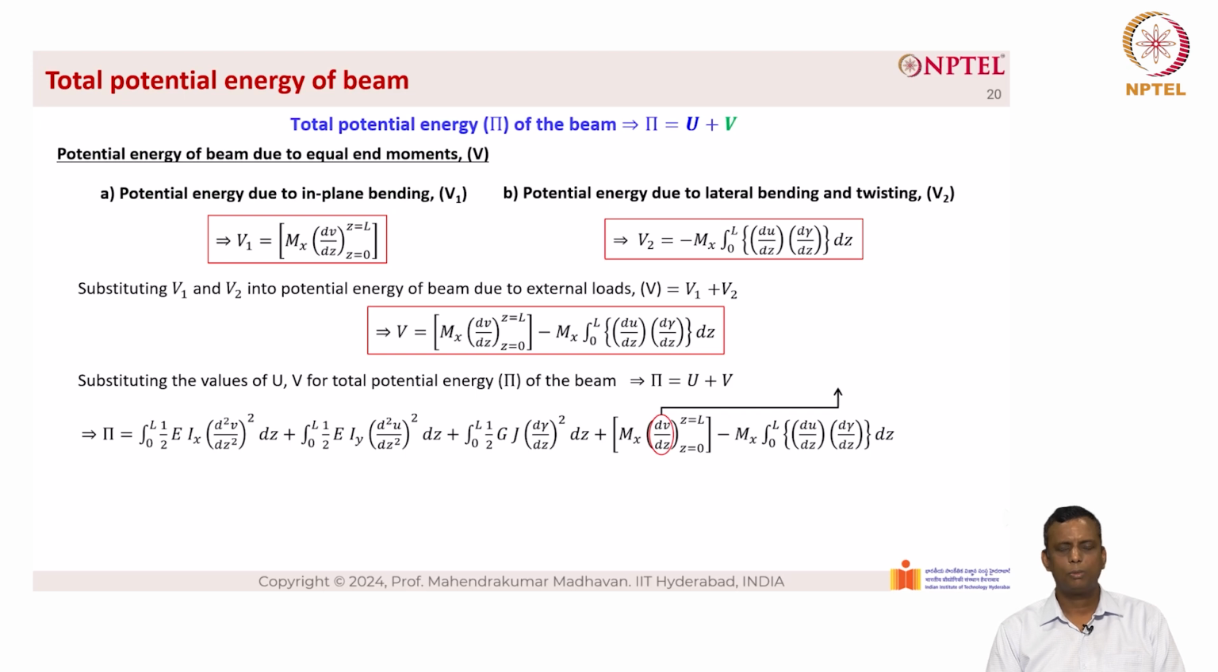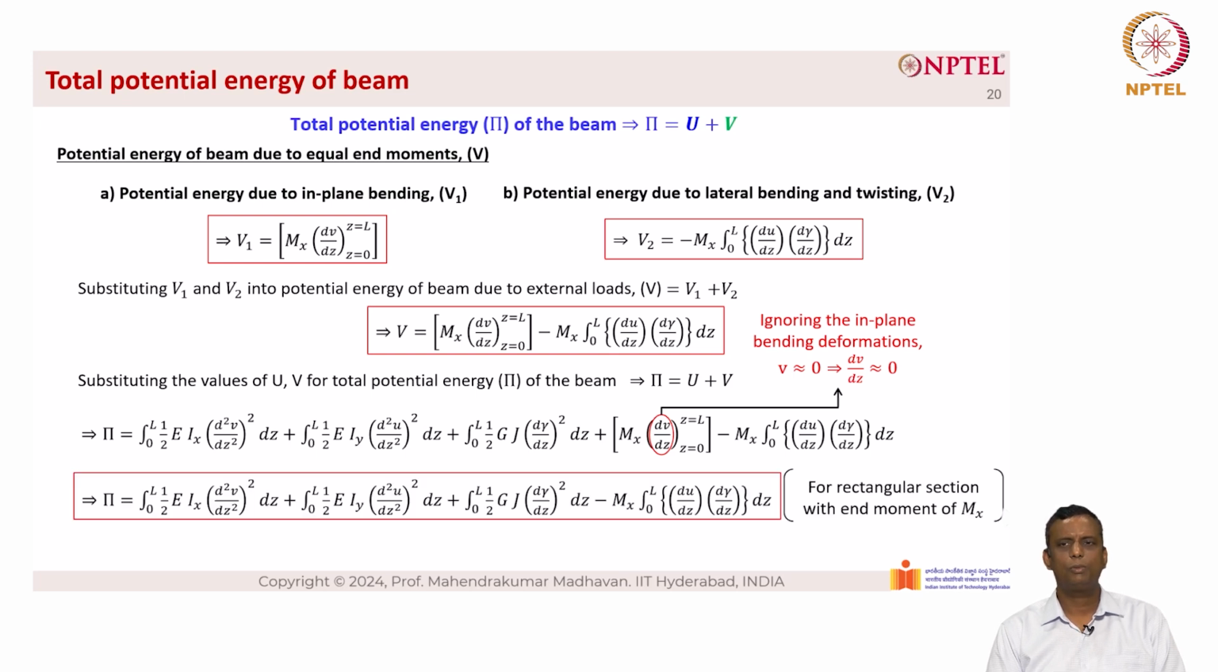Again, this equation can be further reduced because dV by dz is very small. The in-plane bending deformations are very small when a beam is subjected to lateral torsional buckling. Hence, V equal to 0. Therefore, dV by dz is equal to 0. So, we get this equation as shown below. This is for a rectangular section with an end moment of mx.